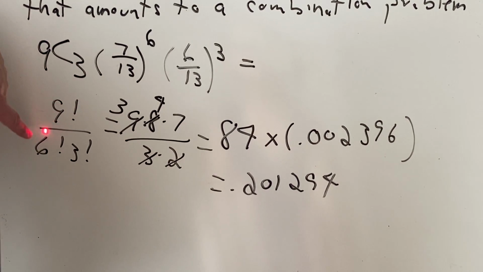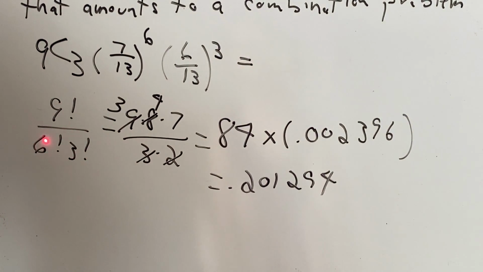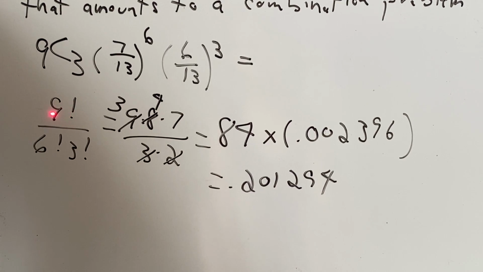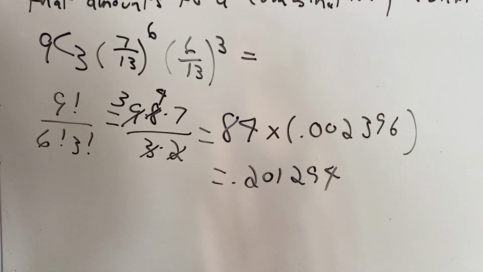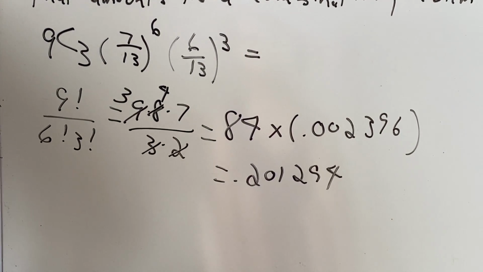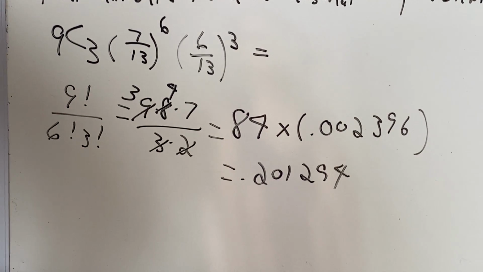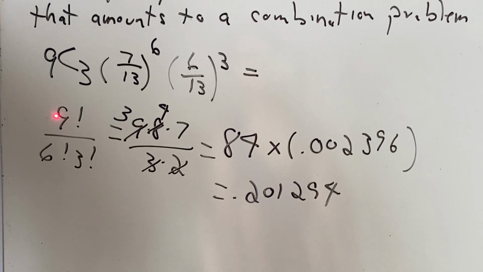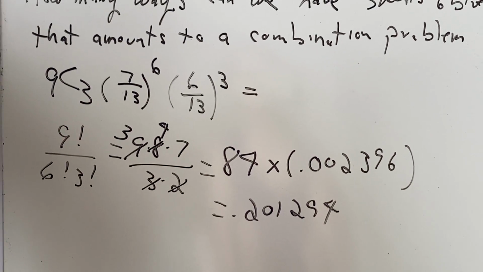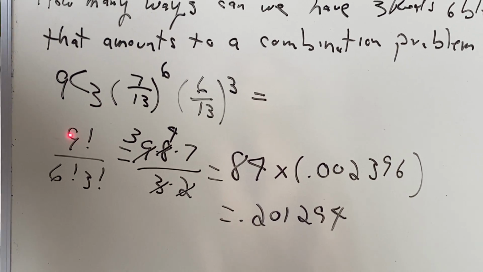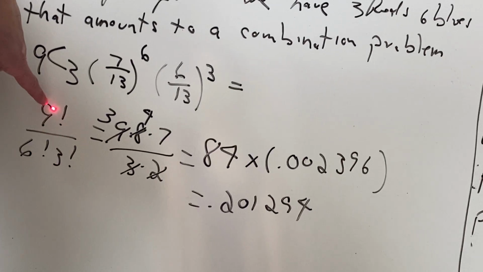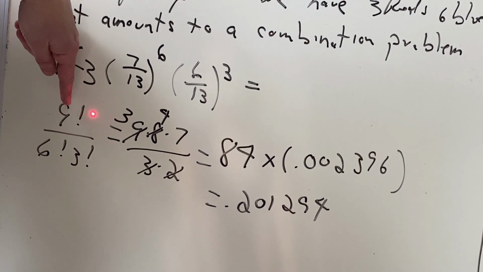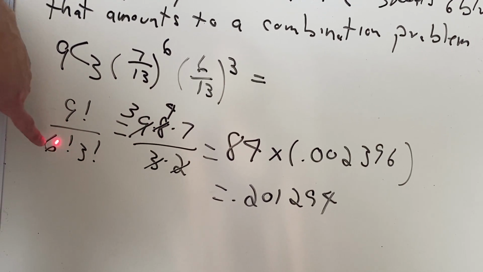9C3 is 9 factorial over 6 factorial times 3 factorial. Keep in mind, factorial is just taking that number multiplied down to 1. Now, here's another thing I like to do to keep your mind sharp. I know our society is really bent on calculators, and certainly calculators are needed in many instances. But what is this? 9 factorial is 9 down to 1, right? 9 times 8 times 7 down to 1, right? 6 factorial, 6 down to 1.